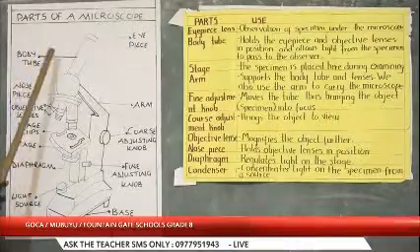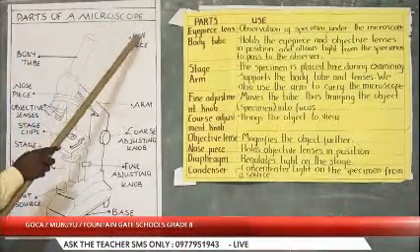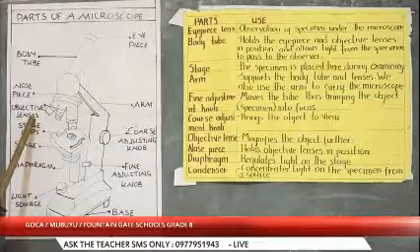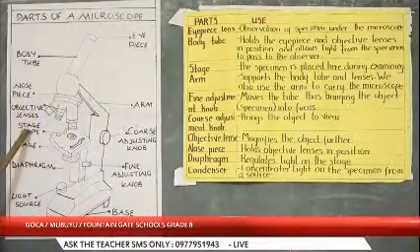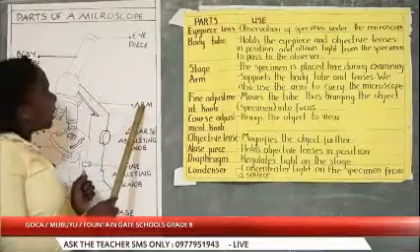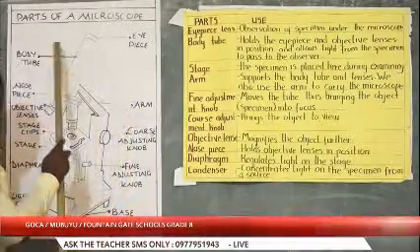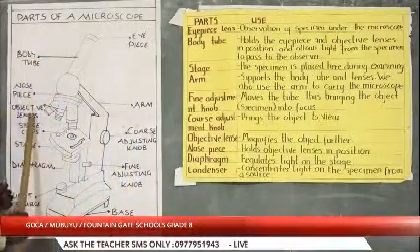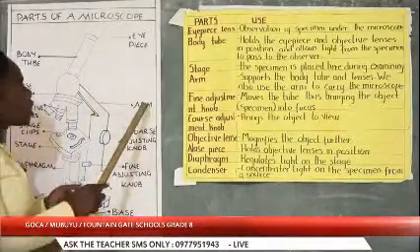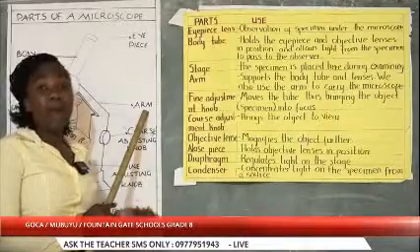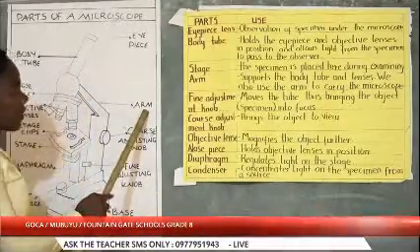We also know that the body tube helps to hold the eyepiece and the objective lenses in position. Apart from that, it allows light so that the observer is able to see what they've put on the stage clip. Are we together, class? And we've just said that the arm helps or supports the body tube and the objective lenses. Apart from supporting the body tube and the objective lenses, it is also used for carrying what? A microscope. Are we together, class?